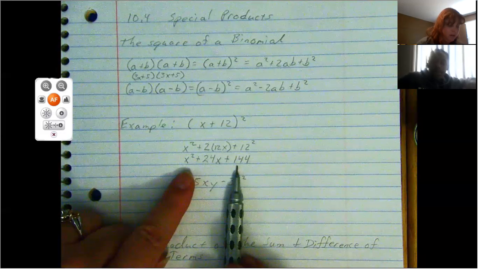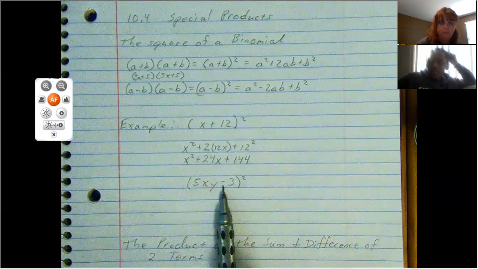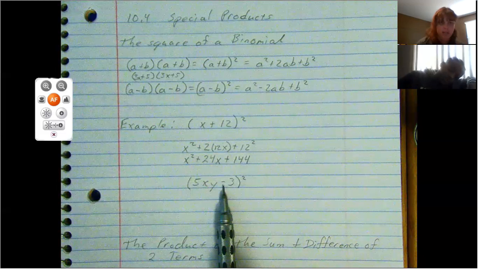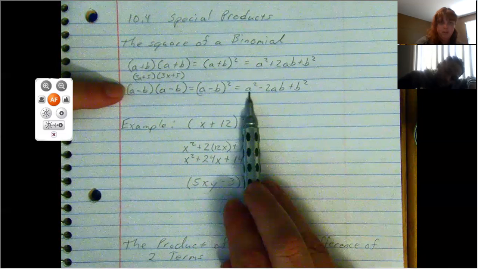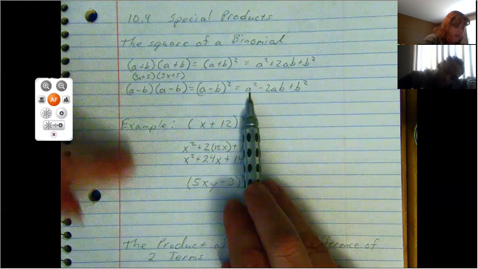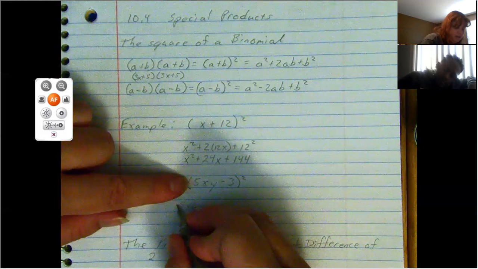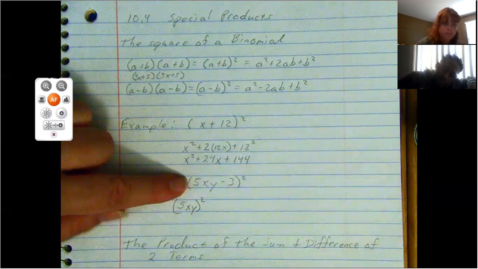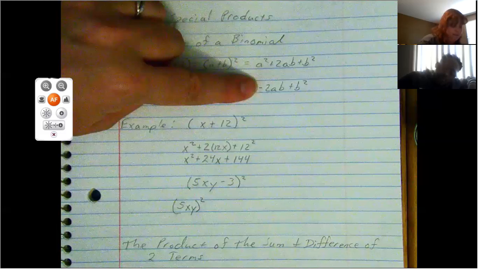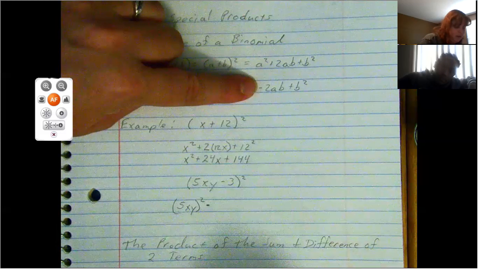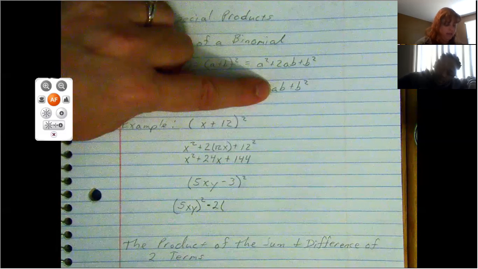Okay. Same idea. We're going to do one with a subtraction sign this time. So we're going to be looking at this second one. You still have the first term squared. So we're going to take the 5xy squared. And then we're going to do minus this time. So minus 2 times the ab, which would be what in this case?